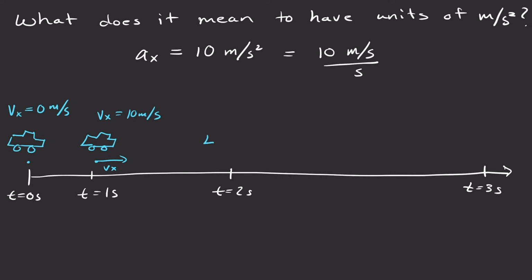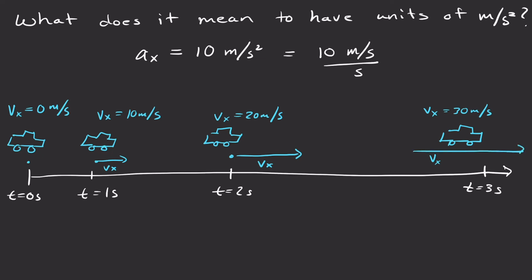Okay, what about after another second has passed? Well, now it should go up by another 10 meters per second, so now it's 20 meters per second. So the velocity vector is growing. Draw it longer. And you can imagine after 3 seconds, it's going to be going even faster. Okay, so now it's going 30 meters per second. So its velocity arrow is even longer.